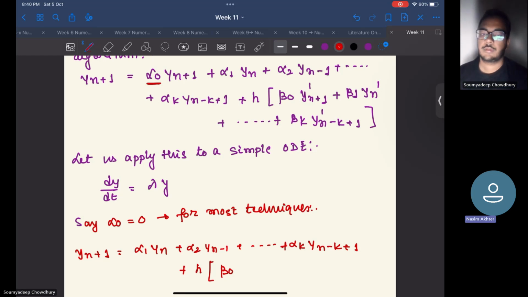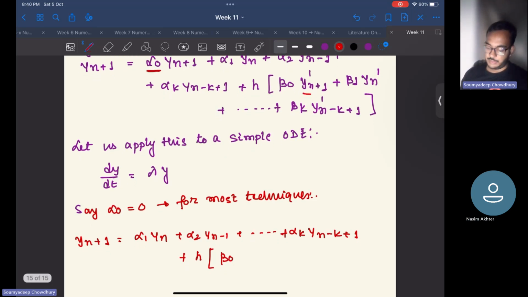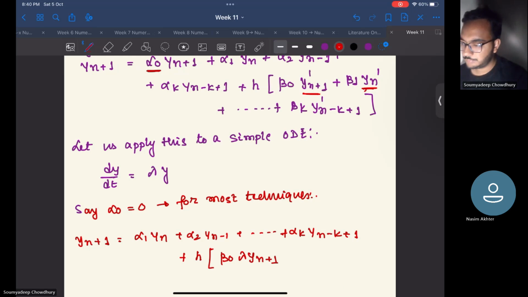So here you can see y'(n+1) and y'(n) terms. y' is basically the derivative, and the derivative is given by lambda into y. So y'(n+1) we can write as lambda y(n+1), and like that we can continue with lambda y(n).